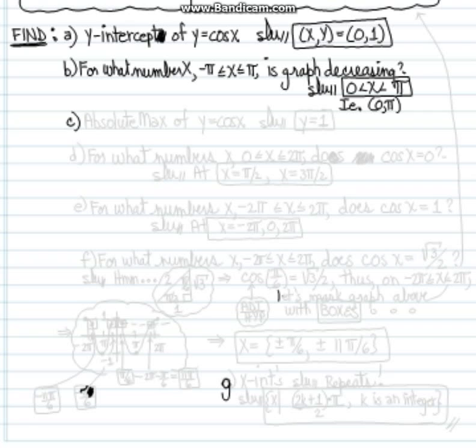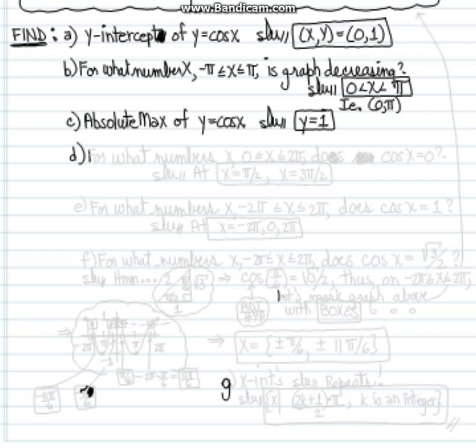Part C, what is the absolute maximum value for y equals cosine x? Now remember, absolute maximum is asking for the highest y value. And it's clear in that picture. The answer is y equals positive 1. It's always the maximum. It occurs many times, but that is the highest value of y that the graph attains.